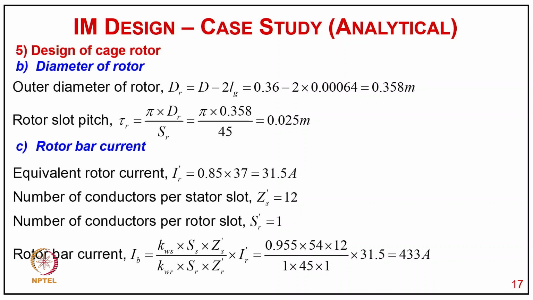And for the number of conductors per stator slot, typically we take ZS on the stator side like 12, so the number of rotor conductors is 1. So putting from this equivalent MMF of 85%, we can say IB, if we keep in this formula, it comes typically in the order of bar current 433 ampere.